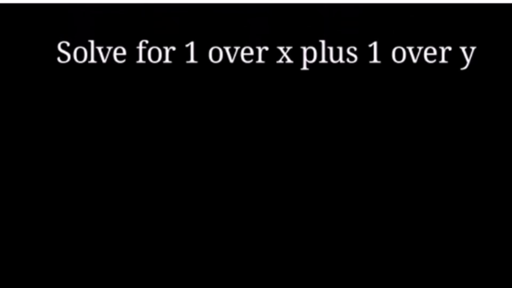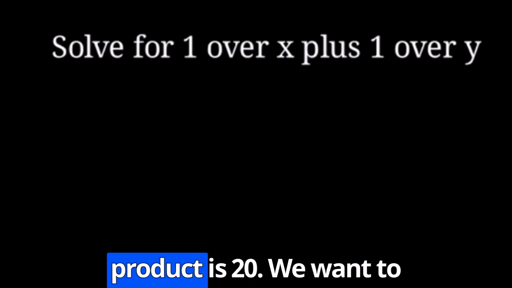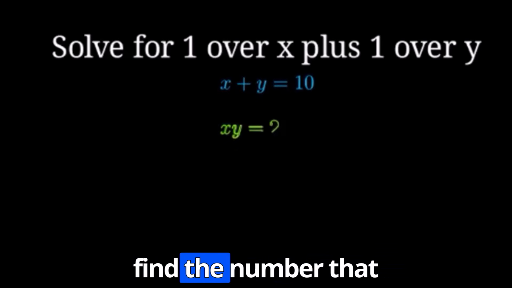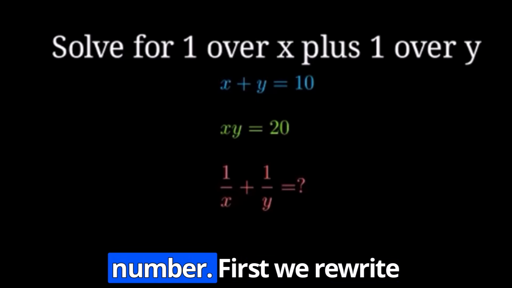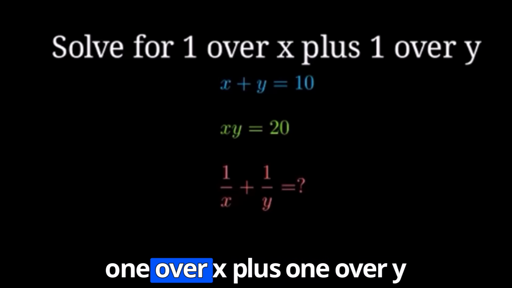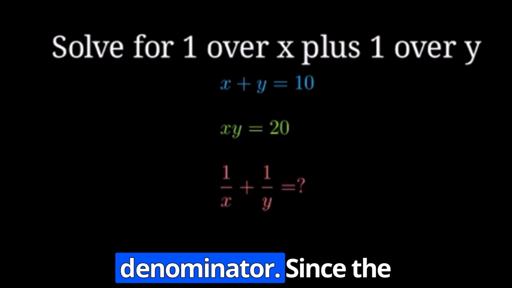Today, we solve a clever algebra puzzle. We are given a pair of numbers whose sum is 10 and whose product is 20. We want to find the number that comes from adding 1 over the first number to 1 over the second number. First, we rewrite 1 over x plus 1 over y with a shared denominator.